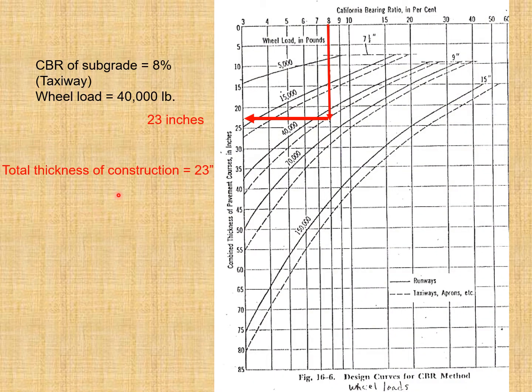If you look at this, the CBR of the subgrade is 8%, we are considering the taxiway design, and the wheel load is 40,000 pounds. So you can see here this is the design CBR value 8. Just move like this, and now you are on the curve of 40,000 pound wheel load for taxiway, and then move in this direction. In this way you can see that the total thickness of construction that you are getting is 23 inches. So the total thickness of construction is equal to 23 inches from the design curve.